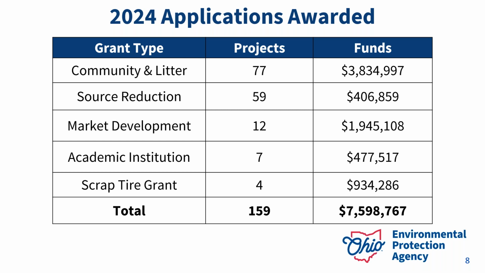This slide indicates the number of grants we were able to award, funding 77 projects out of the 80 in the community litter category, 7 of 7 out of the academic institution, 12 out of the 21 market development, and 4 out of the 7 scrap tire grants, and 59 out of the 62 resource reduction categories. This resulted in an award just under $7.6 million, which is roughly 89.8% of the applicants received.